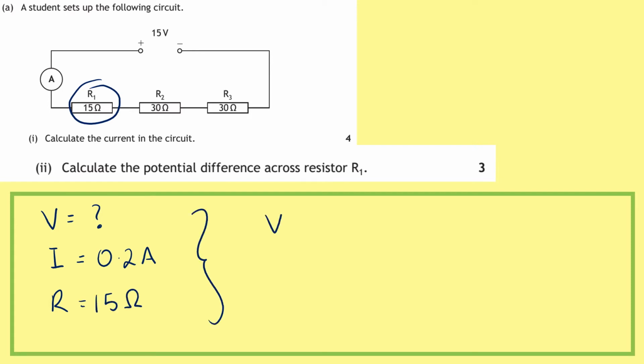Again, using Ohm's law, V equals IR. V equals 0.2 times by 15. And popping this into a calculator, we get our potential difference equaling 3 volts.